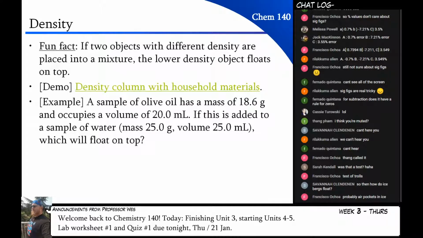One more minute to finish up your calculation and your drawing, and then we'll go over the answer.